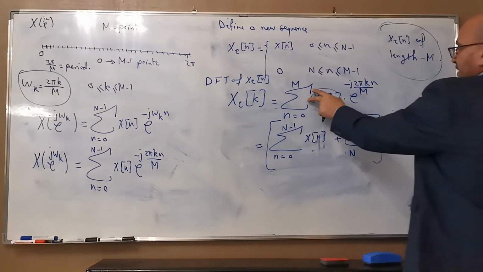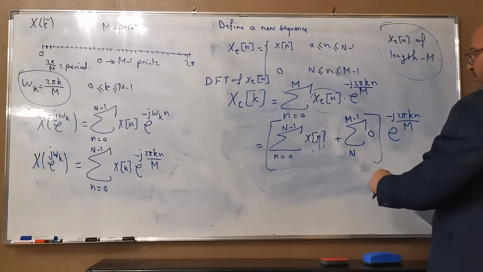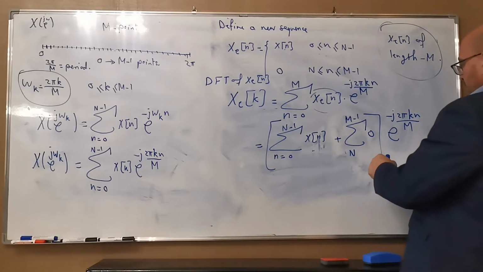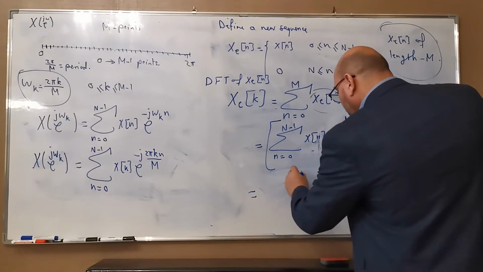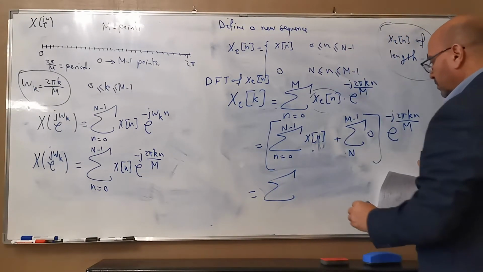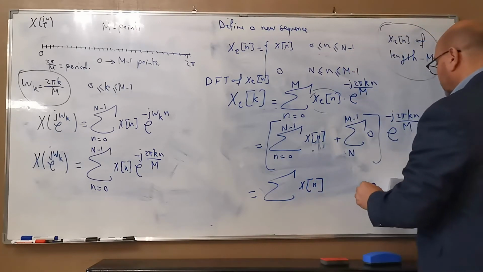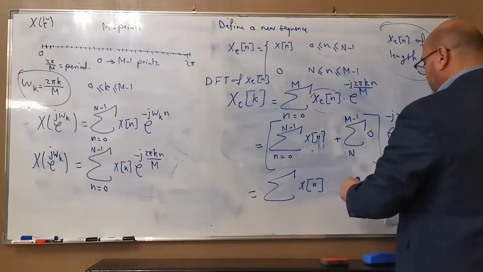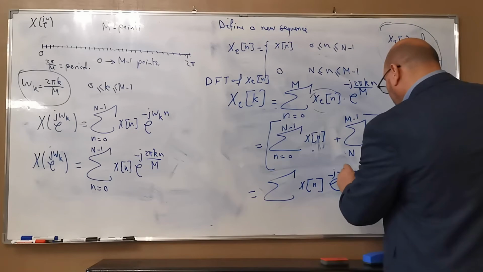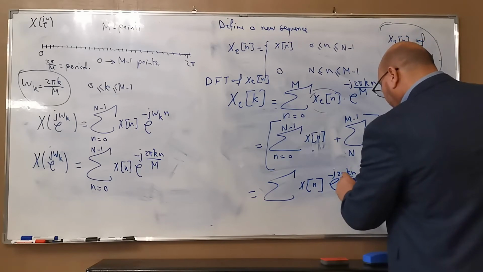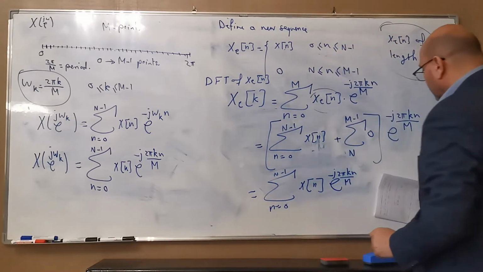Yeah? So I'm going to substitute this summation with two summations, and we have this to be the summation of x of n e to the minus j 2 pi k n over m from n equals 0 up to N minus 1. Yeah?